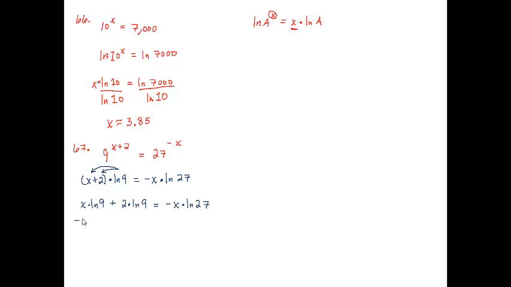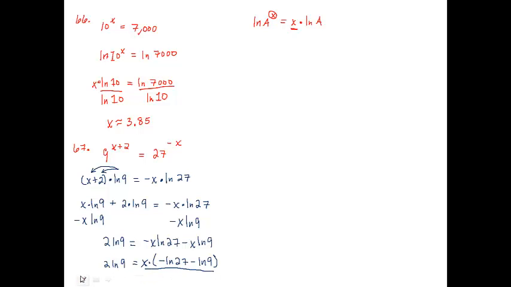Well, I want to get my x's together, so I'm going to subtract x natural log of 9 on both sides. And I have 2 times the natural log of 9 equals negative x times the natural log of 27 minus x times the natural log of 9. Well, now I have my x's on the same side, so I'm going to factor out the x, and I'm left with x times the negative natural log of 27 minus the natural log of 9 equals 2 times the natural log of 9. Now x is multiplying all of this, so divide by all of it.